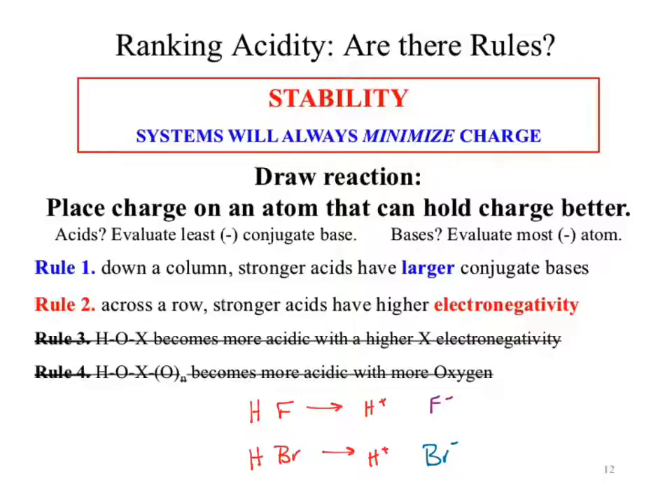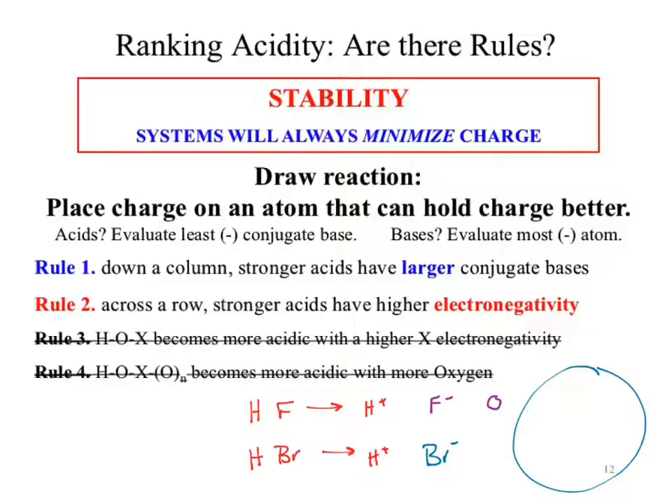In Gen Chem, they just say down a column, stronger acids have larger conjugate bases. Well, why the hell does that matter? Rule number 1, minimize charge. What is the difference between fluoride and bromide? And this is where it gets tricky with respect to the column. Size. Fluoride is tiny. Bromide is huge.